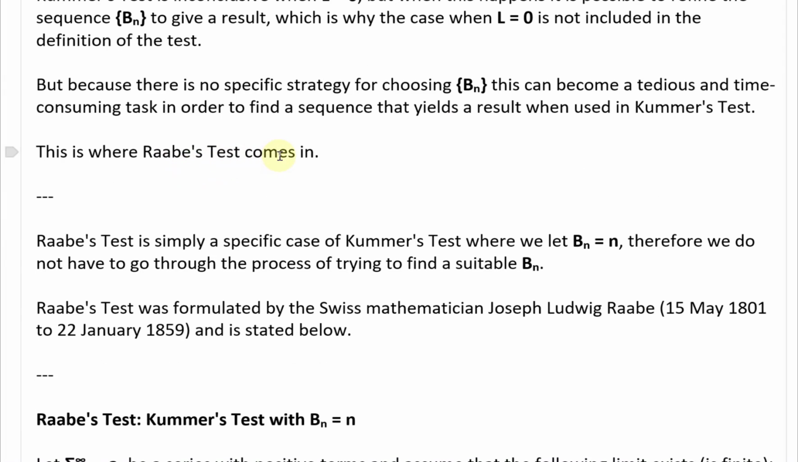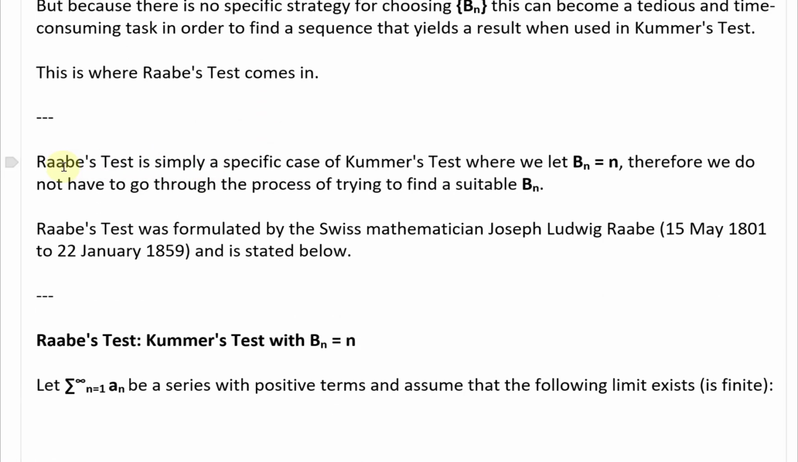test comes in. If I'm pronouncing it wrongly, let me know. Anyway, Raabe's test is simply a specific case of Kummer's test where we let Bn equal n. Therefore, we do not have to go through the process of trying to find a suitable Bn. We could just use Raabe's test.